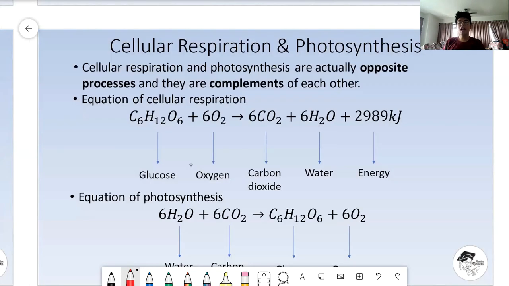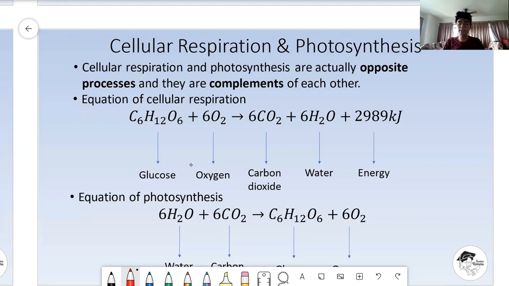So cellular respiration and photosynthesis are actually opposite processes and they are complements of each other. That means they have a songsang relationship, an inverse relationship between one another. Complements means they are a pair. They are pairing up with each other.